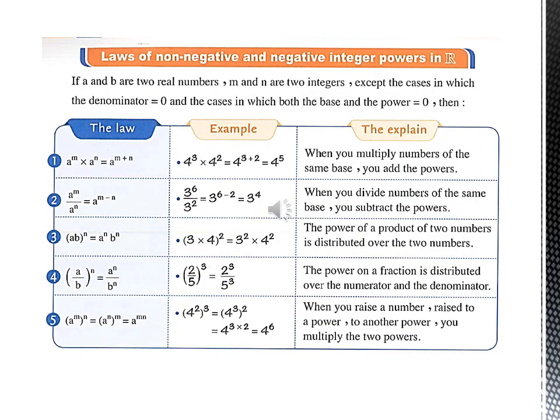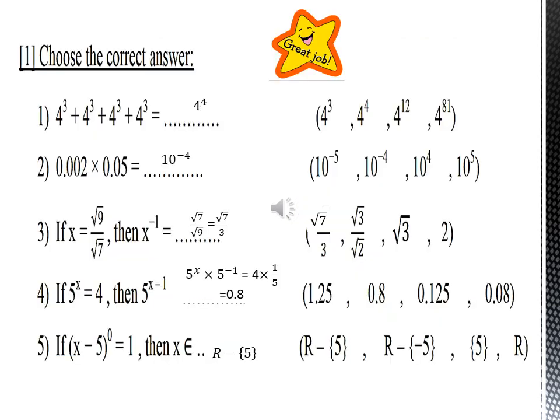And we must remember, as we studied before, when we multiply numbers of the same base, you add the powers, and when we divide numbers of the same base, you subtract the powers. The power of a product of two numbers is distributed over the two numbers. The power of a fraction is distributed over the numerator and the denominator. When you raise a power to another power, you multiply the two powers. Let's start to solve some questions.